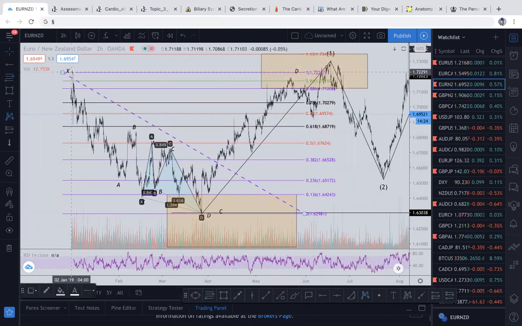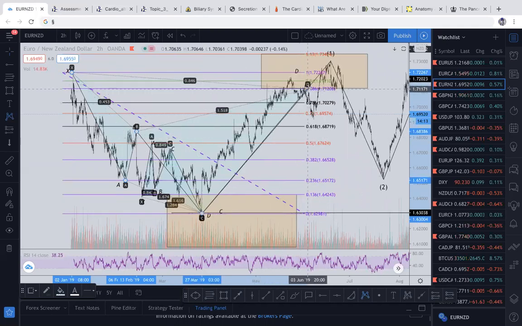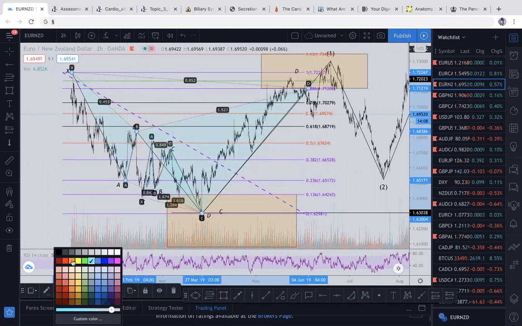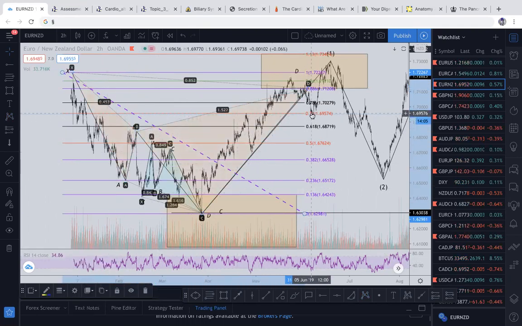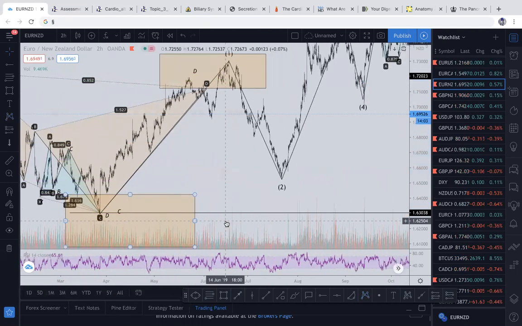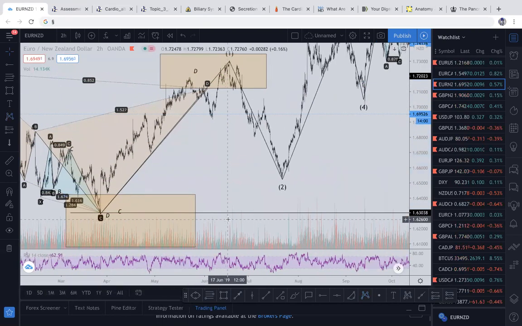So now look at the shape. X to A to B, B to C, C to D, 88.6. And look at the reversal. Let's change this color. Look at the reversal. Pattern after pattern after pattern. It is everywhere.